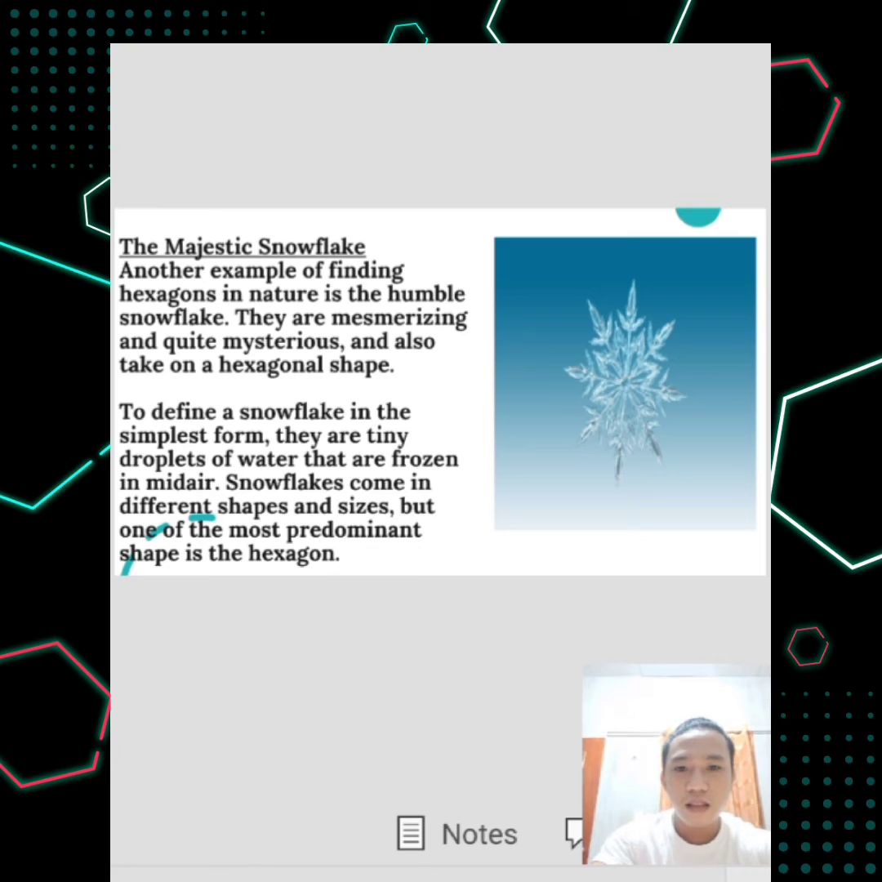The majestic snowflake. Another example of finding hexagons in nature is the humble snowflake. They are mesmerizing and quite mysterious, and also take on a hexagonal shape. To define a snowflake in the simplest form, they are tiny droplets of water frozen in mid-air. Snowflakes come in different shapes and sizes, but one of the most predominant shapes is the hexagon.